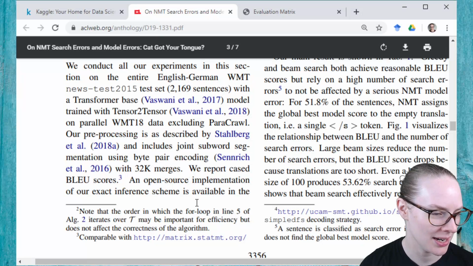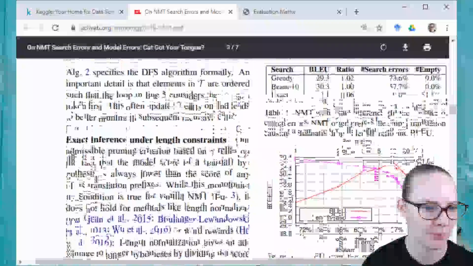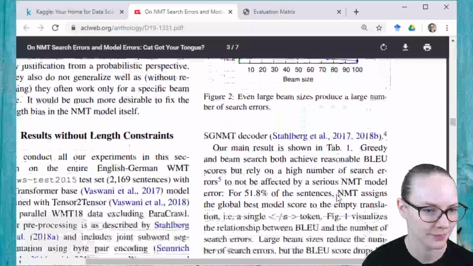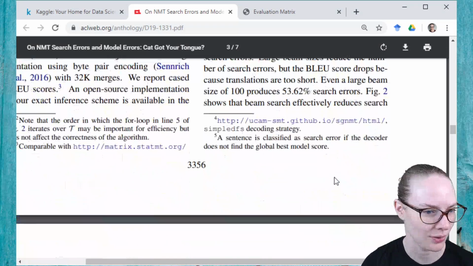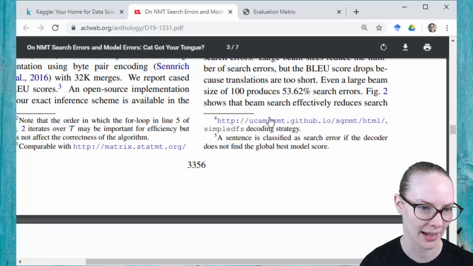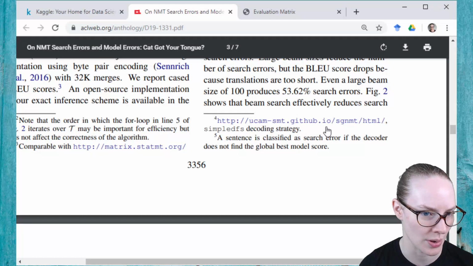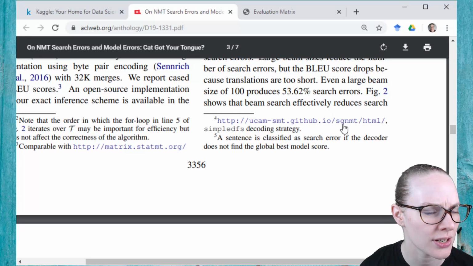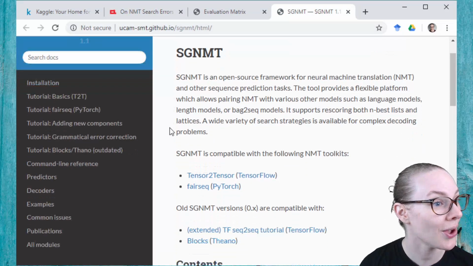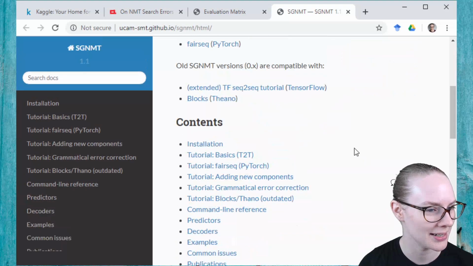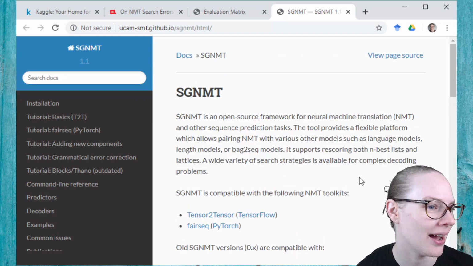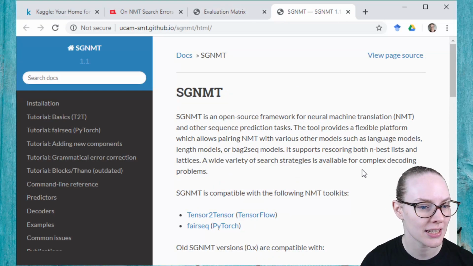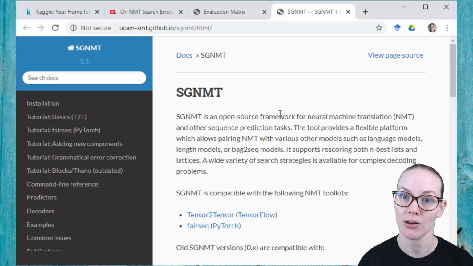An open source implementation of our exact inference scheme is available in SGNMT Decoder, Stahlberg et al., 2017, 2018b. So you could play around with this if you liked, and this is a link to the repo for that. Actually, I don't know that it's a repo because it's GitHub.io. Oh wow, there's a whole docs page, a little bit on installation, some tutorials. Very nice. So if machine translation is something you're interested in, this might be helpful for you if you're looking at model comparison and evaluation.